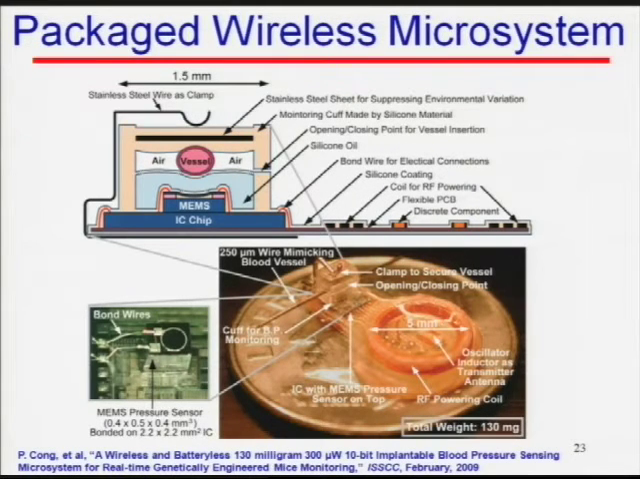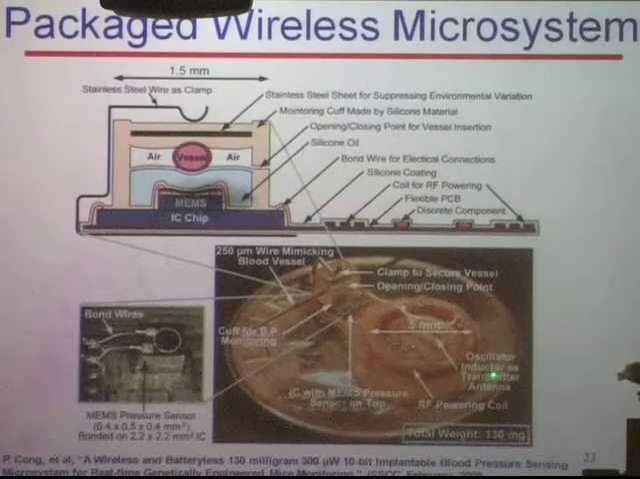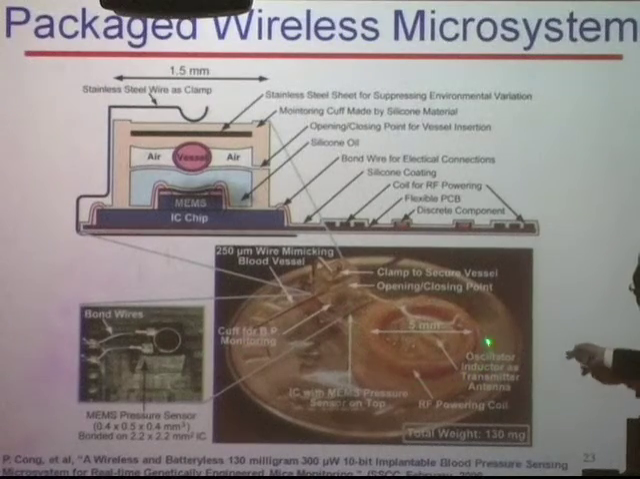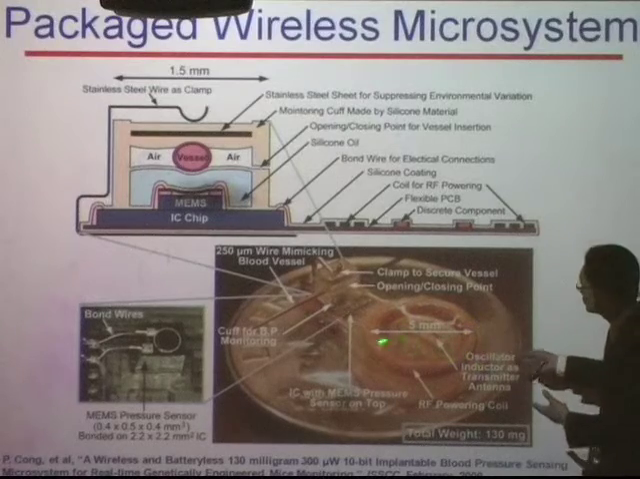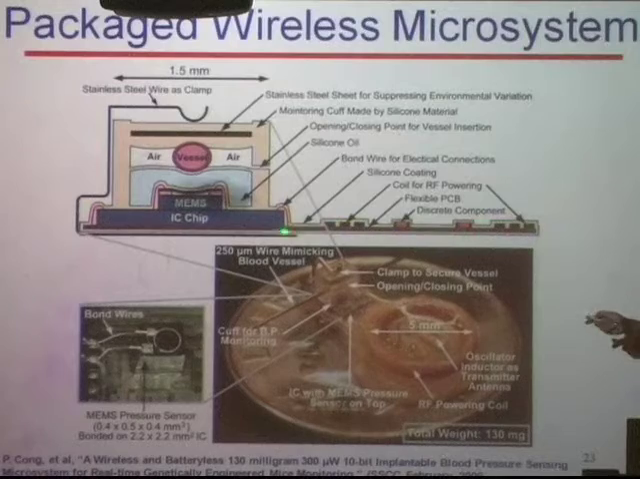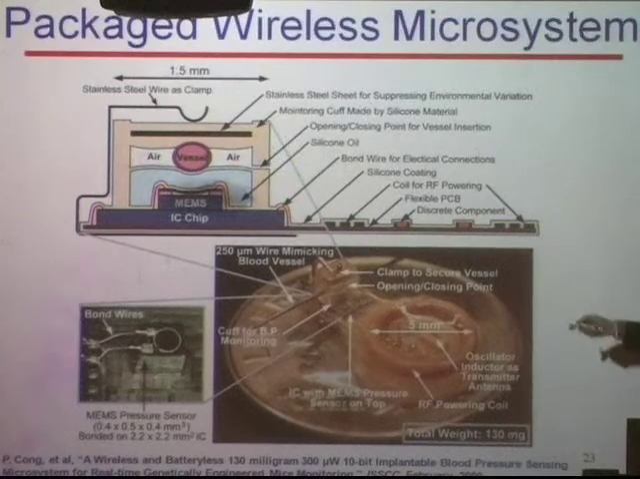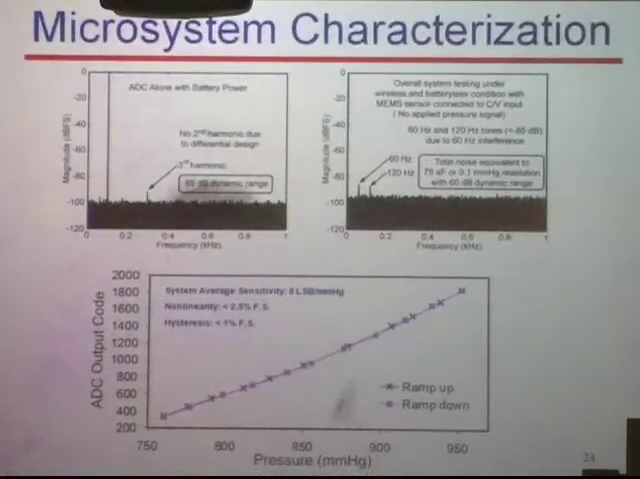So let me refresh your mind again. I got a chip here, and I got a MEMS pressure sensor that I showed you earlier. The sensor is on top of the chip, wire bonded to form the electrical connection, and put on this carrier substrate containing discrete components for tuning and for transmission, with the bond wire coated with a silicone coating and encapsulated with this sensing unit, where the blood vessel is inserted at the middle of the structure during implant.